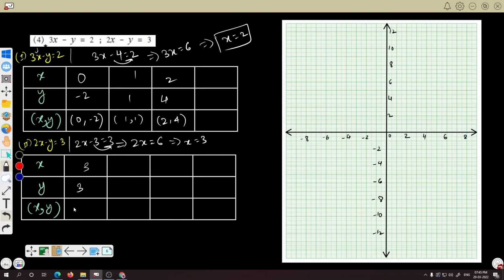Yes, x is equal to 3. The coordinates are 3 comma 3. I hope this is clear to you. Now we'll look for some other value.